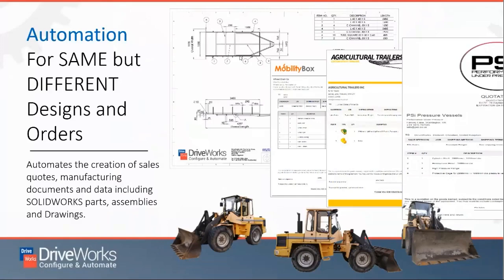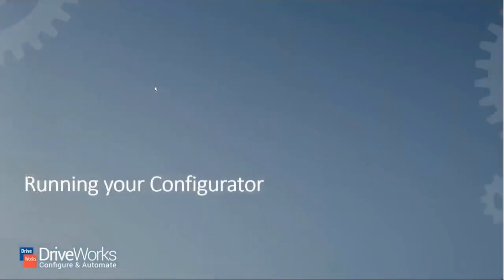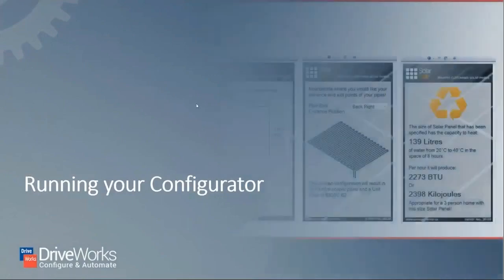Now with this, we can automate the creation of various types of things. We can do manufacturing documents, SOLIDWORKS data, so parts, assemblies, and drawings. That's kind of the main thing that everybody sees about DriveWorks when they first learn about it, is the SOLIDWORKS side of it. But let's talk about how we would run our configurator.